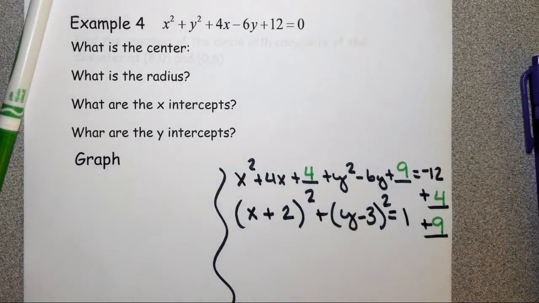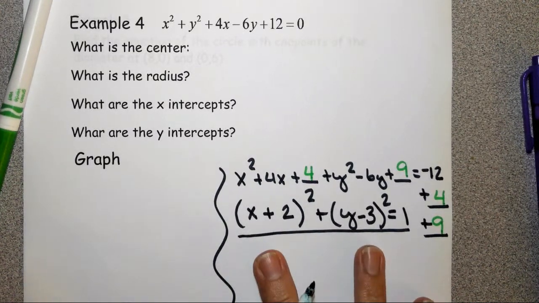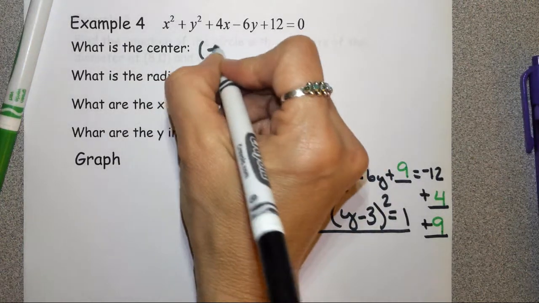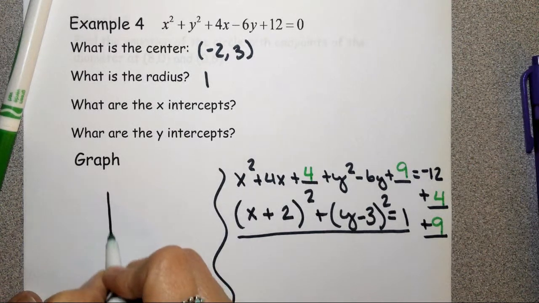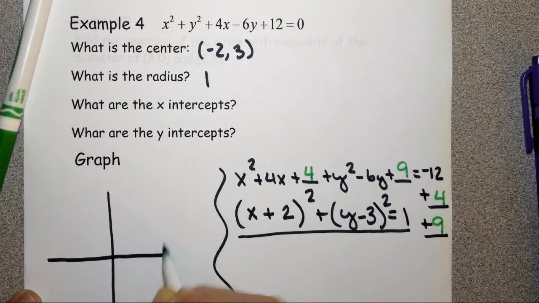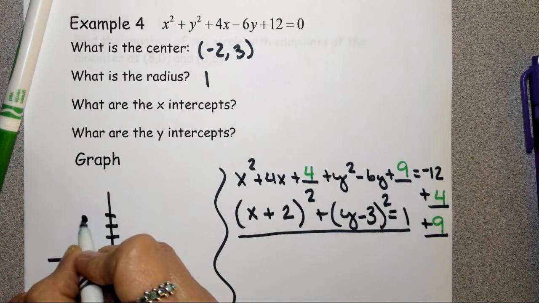Okay, now is it in standard form? Okay, so what's my center? Negative 3. Okay. What's my radius? 1. Okay, again, I like to graph it first to see if I even need to go find any x and y intercepts, because maybe I'll get lucky. So negative 2, 3 is my center.